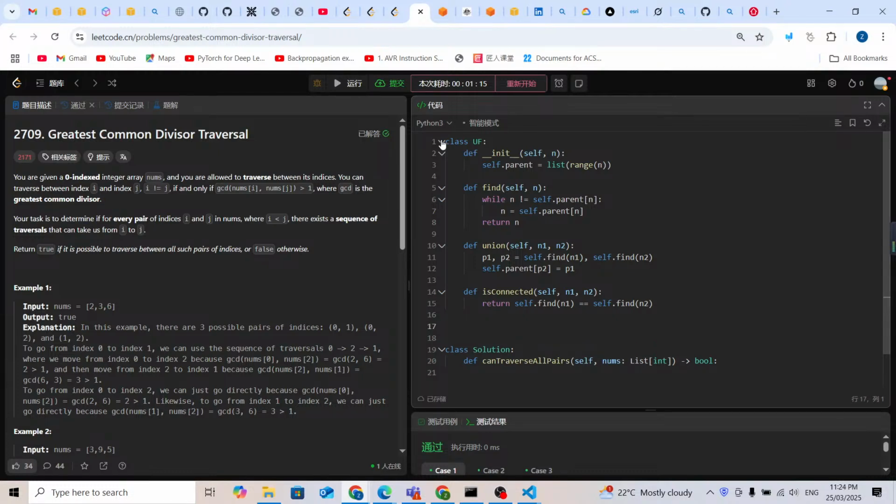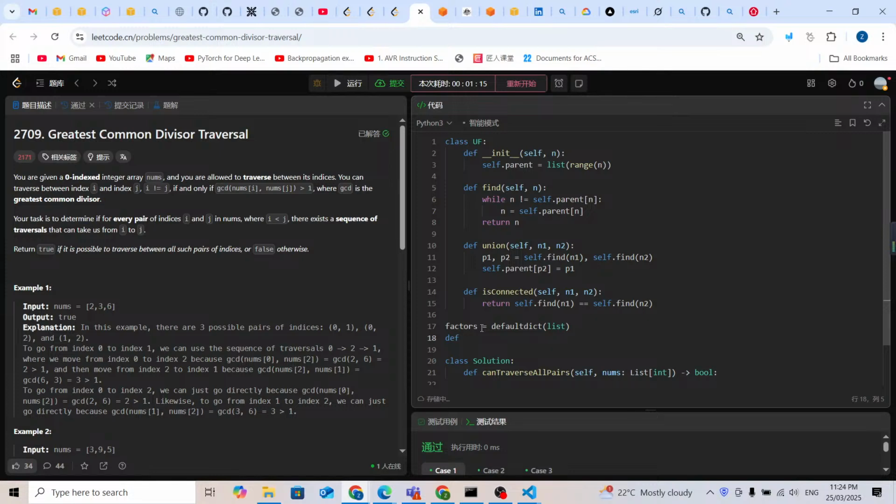Now let's just do some other preparations. So this is just union find, and we also need to find all the divisors. So for example, for this number 6, we need to find the divisors. It's gonna be something like 2, 3, and 6. So let me call it factors maybe. It's gonna be a default dict, and it's gonna be list.